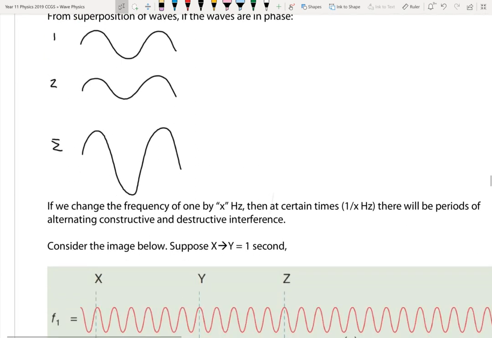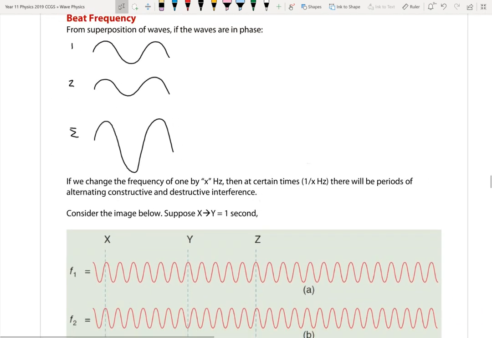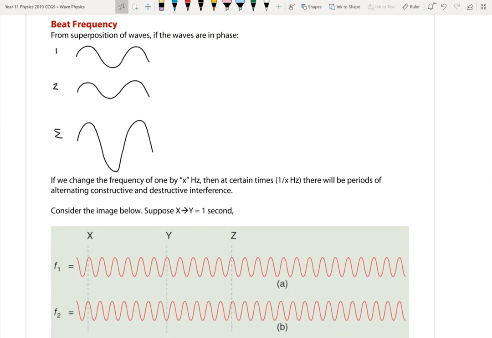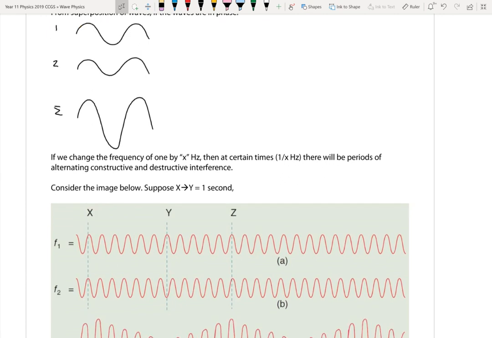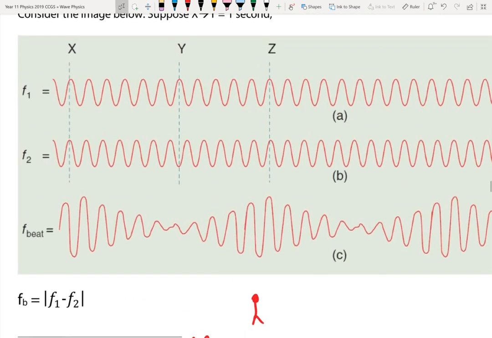Okay? Now, this is a bit weird, but if we change one of the frequencies by a certain amount, it's going to be out, and so they're going to be out of phase. But then at a certain time, they'll come back into phase. And then they'll go out of phase again, they'll cancel, and then they'll come back into phase. Okay? And this is known as a beat frequency. So I've borrowed this image. Okay? Have a look below. This is a bit tricky. You would not be expected to draw the superimposed wave because that's just too nasty.